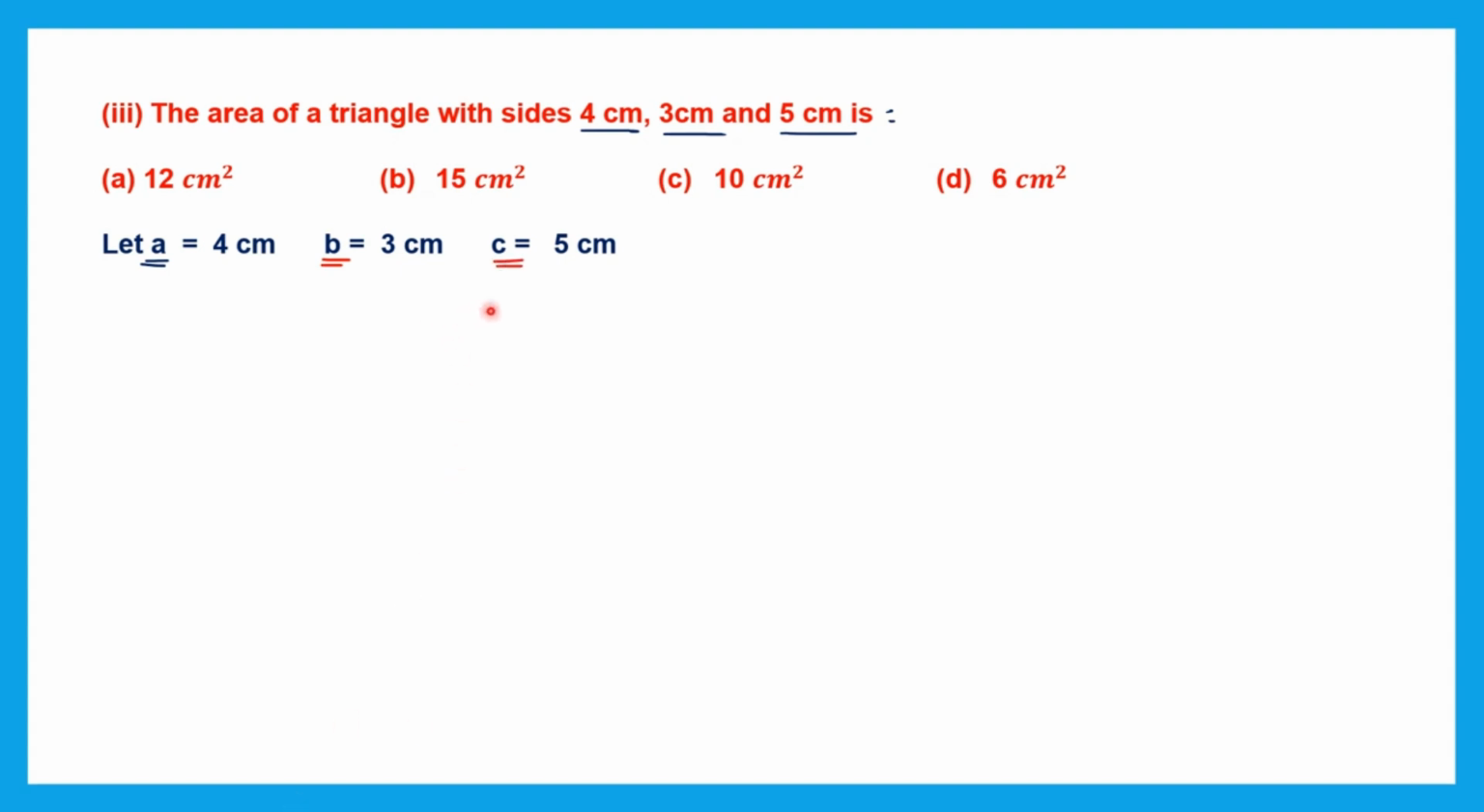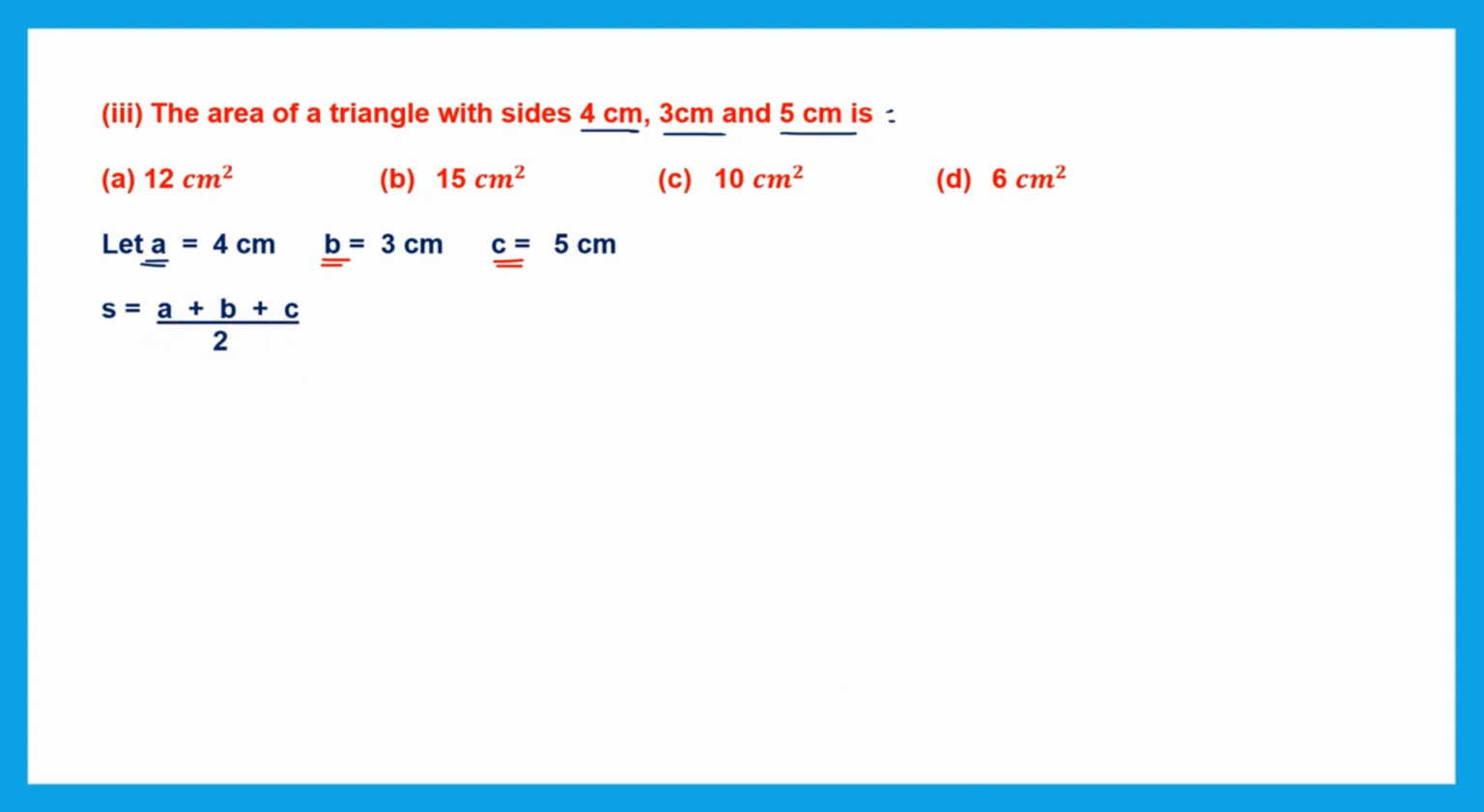Now in this question, since we know all 3 sides of this triangle, we don't have to worry about the height, we don't have to worry about the angles. Since we know all 3 sides, we're going to use a formula called the Heron's formula. So in the Heron's formula, we need to know first the semi-perimeter. S stands for semi-perimeter. And how do we find the semi-perimeter? By adding up all 3 sides and dividing it by 2.